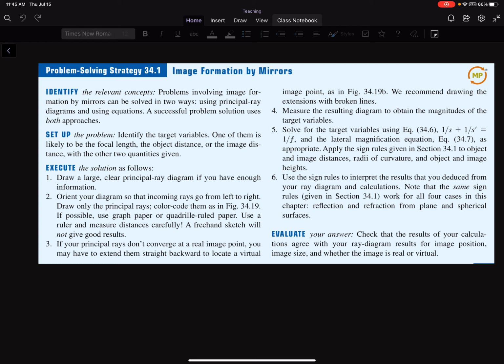If your principal rays don't converge at a real image point, you may have to extend them straight backward to locate a virtual image point. We saw a few examples of that. We recommend drawing extensions with broken lines to remind you that it's not real light that's going there, it's just virtual sources of an image. Measure the resulting diagram to obtain the magnitudes of the target variables.